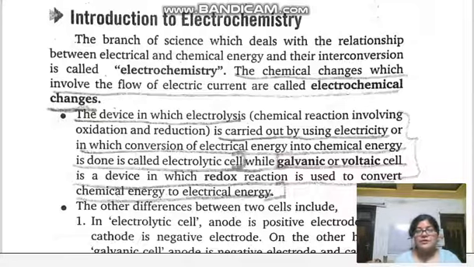Electrochemistry is that branch which deals with electrical and chemical energy. So now, the chemical changes which involve the flow of electric current, यानी ऐसे chemical changes हो जिसकी वजह से करंट का फ्लो होने लगे, उसे हम electrochemical changes कहते हैं. So now what is electrochemistry? It is that branch of science in which we study the relationship between electrical and chemical energy.